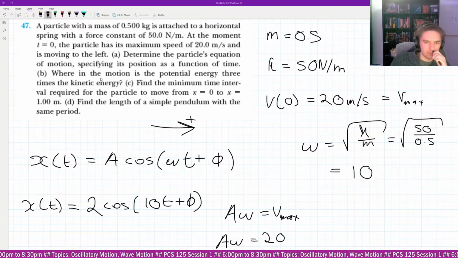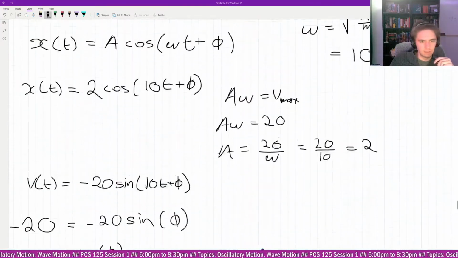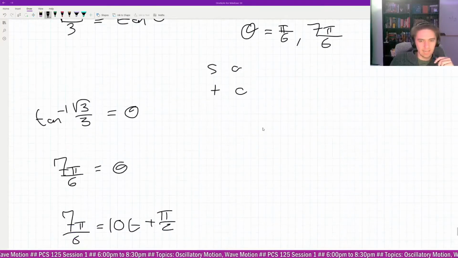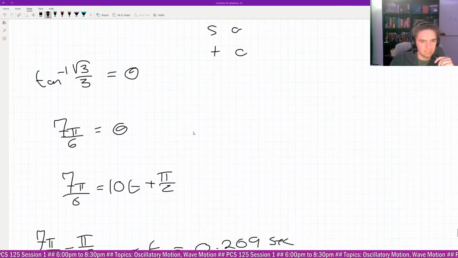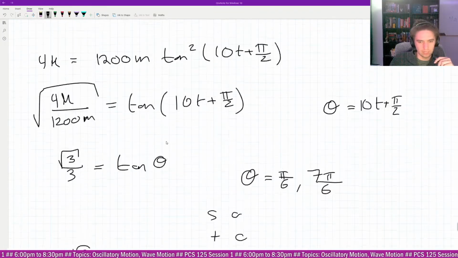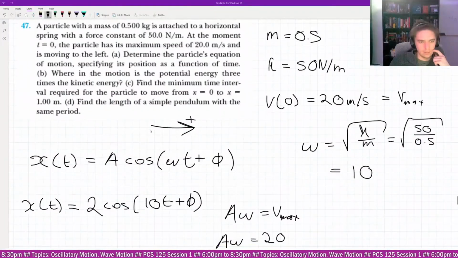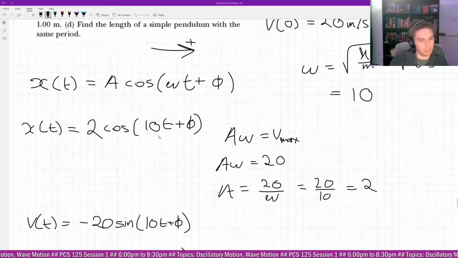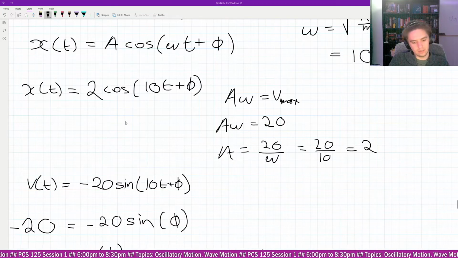Okay, so where in the motion is the potential energy 3 times the kinetic? Yeah, we didn't get B. That's not what B is. Oh no, this is the time. Hold on. This is the time that it took, 0.209 seconds. But this is where in the motion is the potential energy. So let's plug that into x of t. So it's going to be 2 cos (10 times 0.209 plus pi over 2). And yeah, there we go. Now I got the answer.